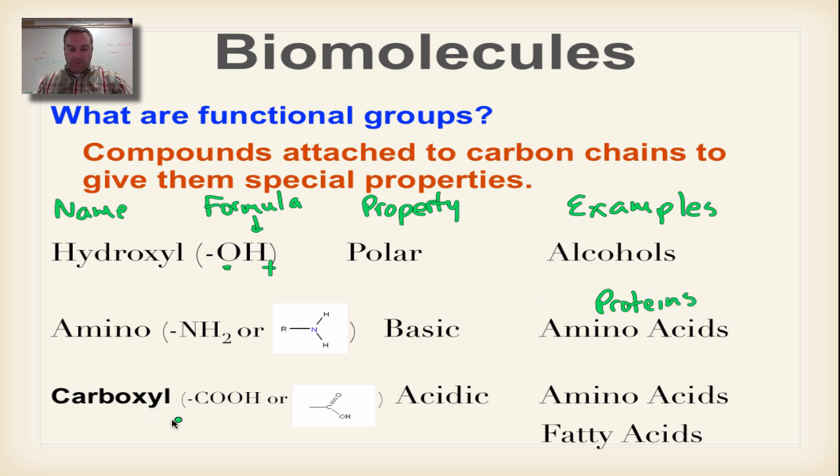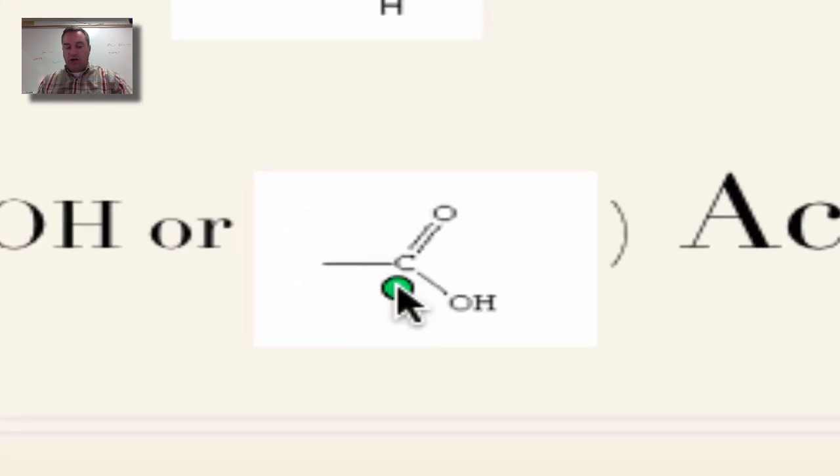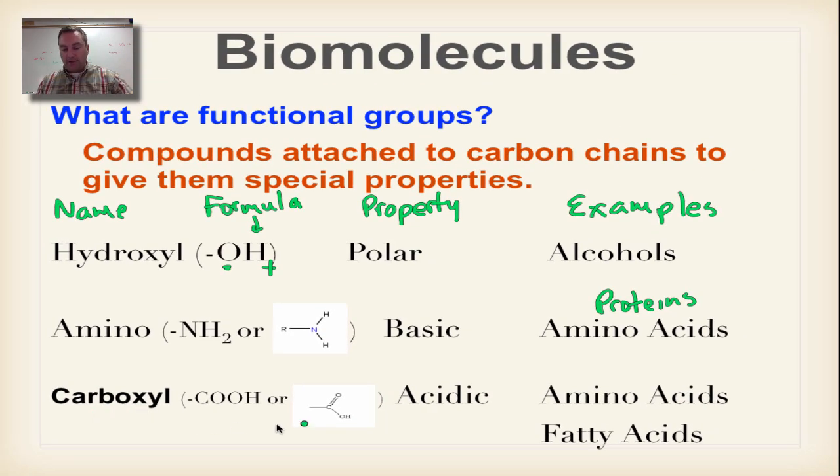A carboxyl group has the formula of COOH, but if you draw it, you've got a carbon that's double bonded to an oxygen, and the fourth carbon bond is an OH group. Now, do not get confused. This right here is not a hydroxyl group. Because it's attached to this guy, it's part of the carboxyl. Now, this behaves as an acid. You're going to find this is the acid part in an amino acid and in a fatty acid. So amino acids, remember, are part of a protein, and fatty acids are part of lipids.